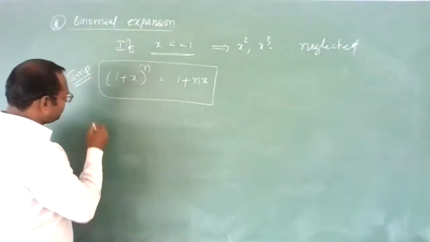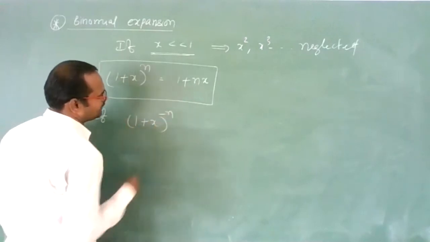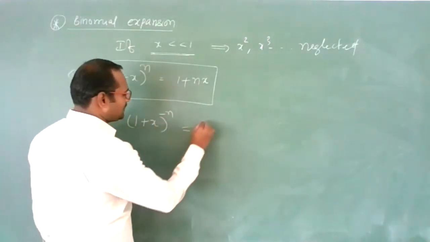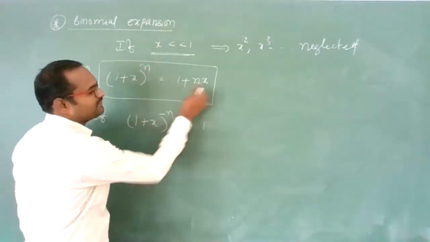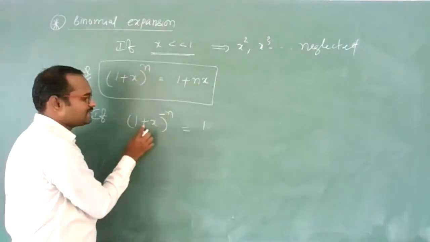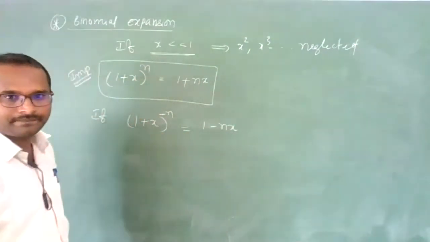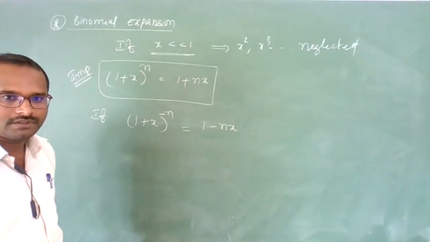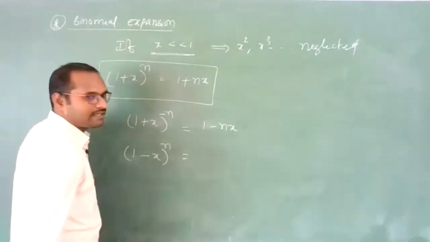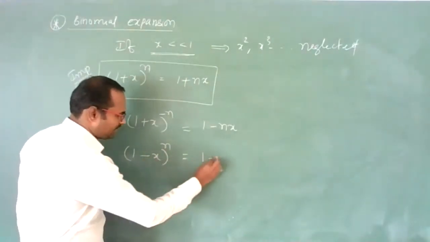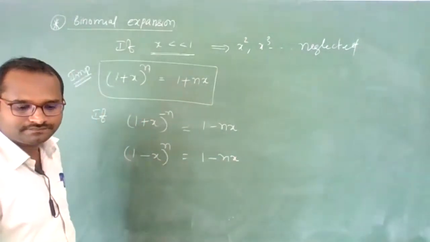Okay? And for example, if we are having 1 plus x whole power minus n, then power is multiplied with x. Now if this minus n is multiplied with x, you will get 1 minus nx. Clear? Or for example, if you are having 1 minus x whole power n, then again minus is there, minus n into x, so 1 minus nx. You can write like this.